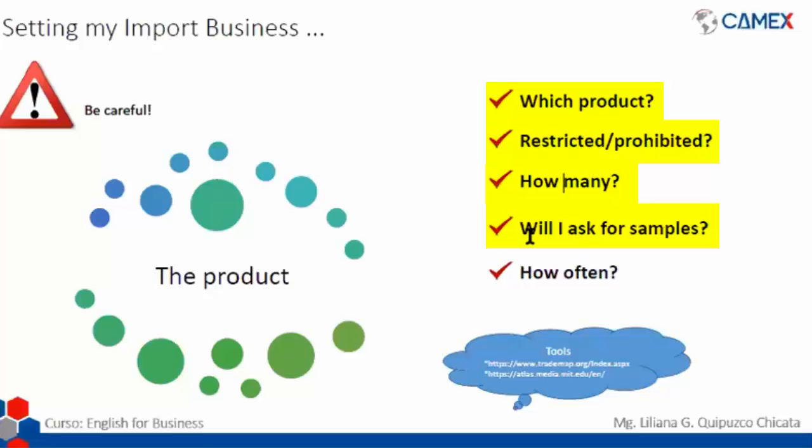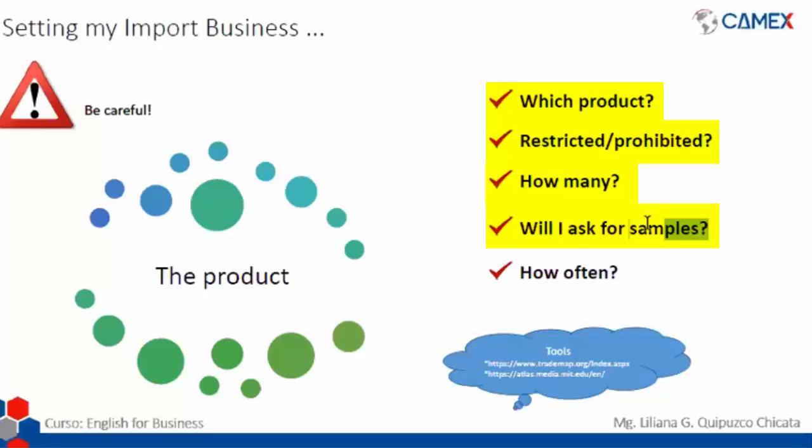In this case, if I want to ask for samples, I should talk to my supplier and let him know that I want samples and how many samples I want. Maybe if there are some different models, I can ask for one of each model, or maybe if there are colors, I can ask for one of each color. So it will depend on me and what I need.